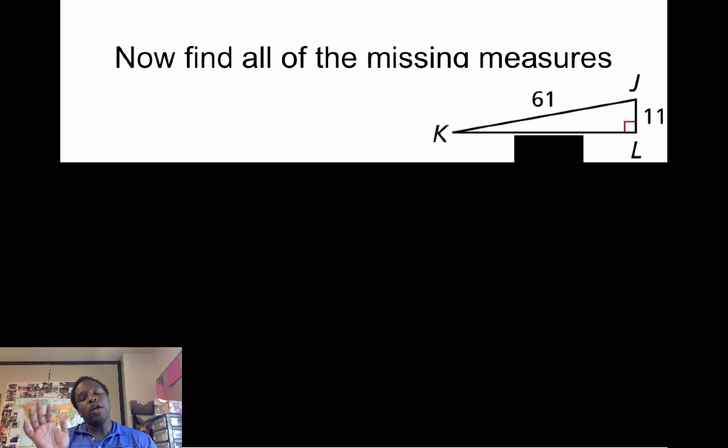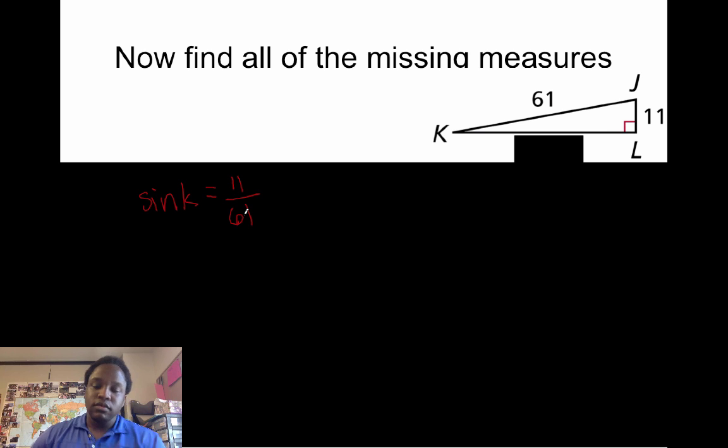So let's go back to our original problem, finding the measure of angle k. We still know that sine k is equal to 11 over 61. But now we want to find this angle measure. So we're going to use inverse sine. So sine to the negative 1 of 11 over 61 equals the measure of angle k.